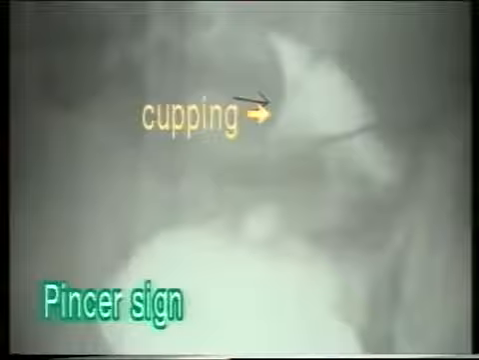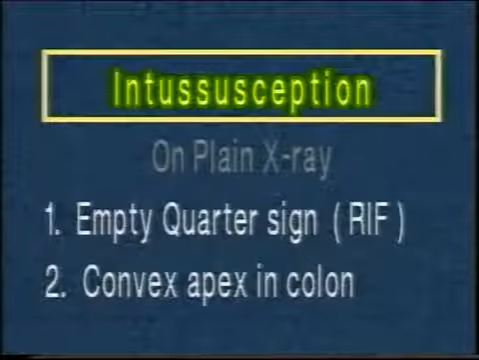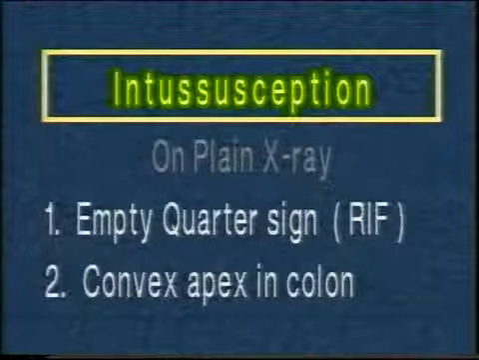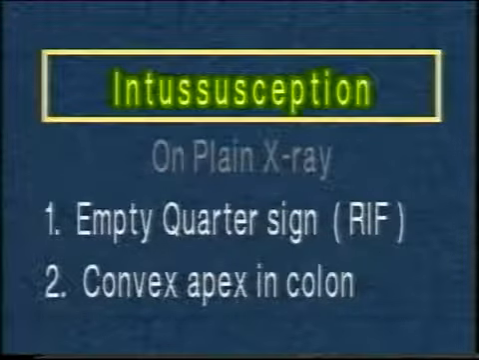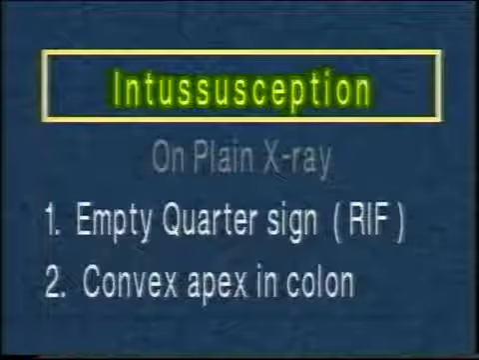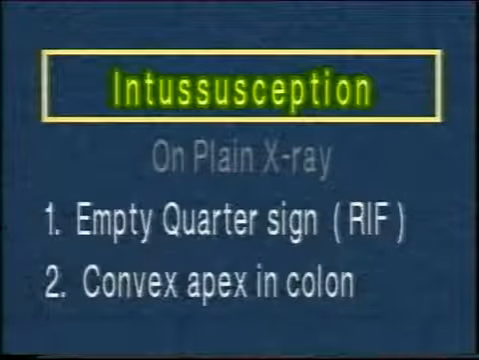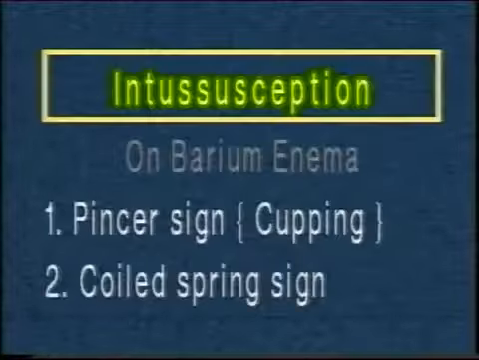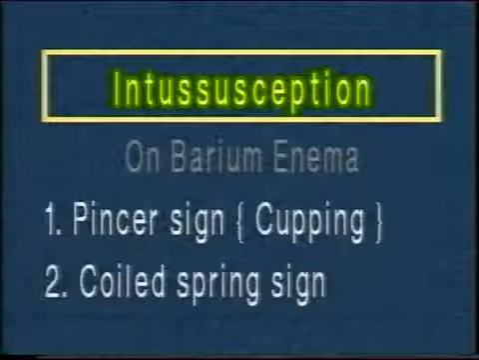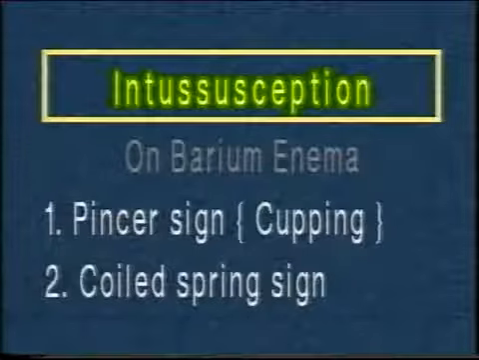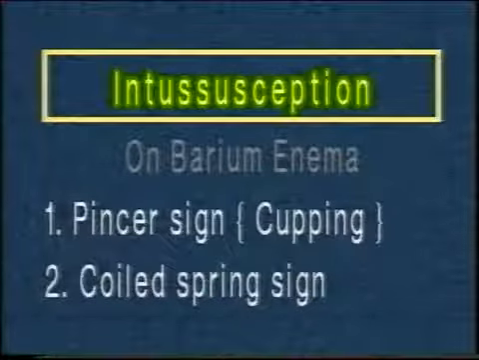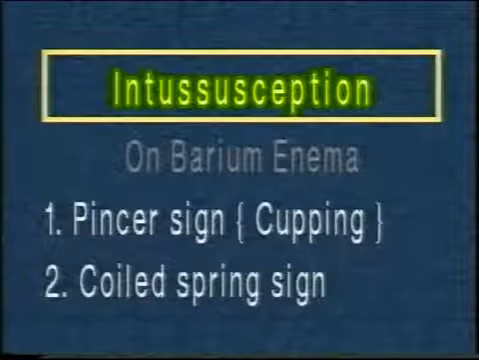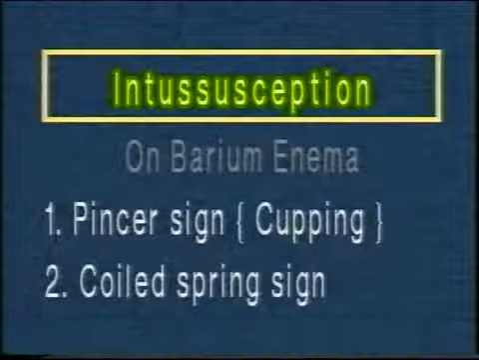So the radiological features of intussusception are: on plain X-ray, empty quarter sign or empty right iliac fossa, and occasionally a soft tissue density showing the mass and its convex distal end. On barium enema, we see pincer sign or cupping of the barium head where it meets the intussusceptum, and coiled spring sign or thin coating of barium surrounding the intussusception resembling a coiled spring.